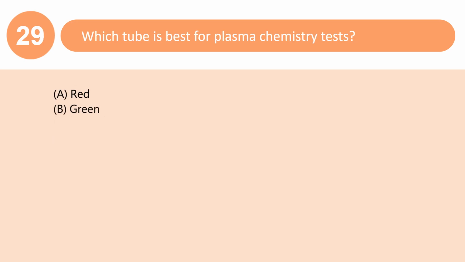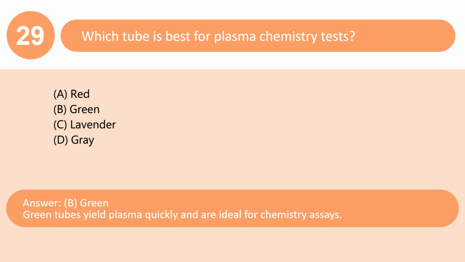Which tube is best for plasma chemistry tests? A. Red. B. Green. C. Lavender. D. Gray. Answer B. Green. Green tubes yield plasma quickly and are ideal for chemistry assays.